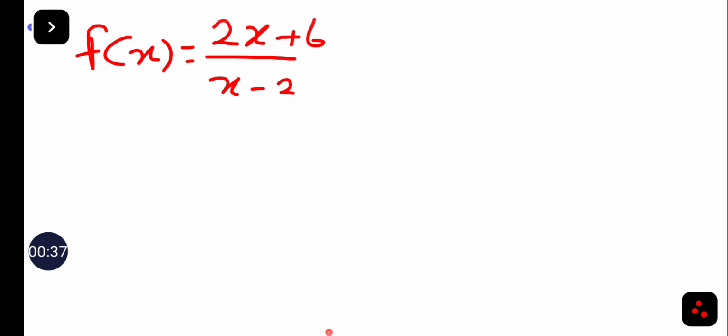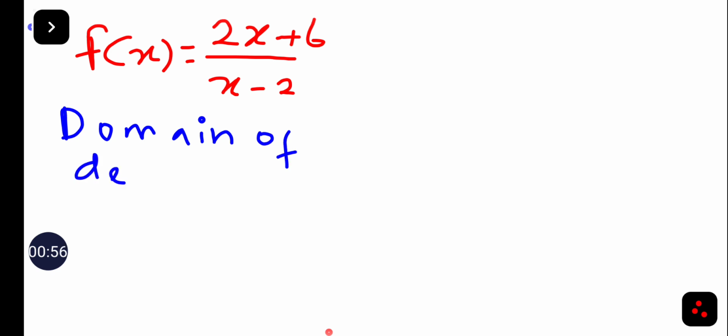So generally when you want to start sketching, the first thing you look at is the domain of definition of that function. The domain of the function refers to where the function is defined. So we are going to look at where this function is defined.